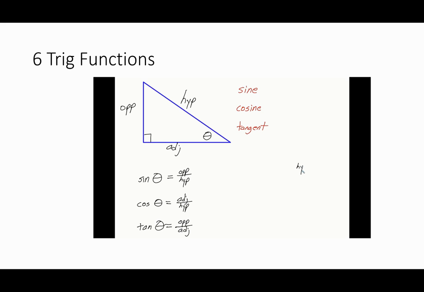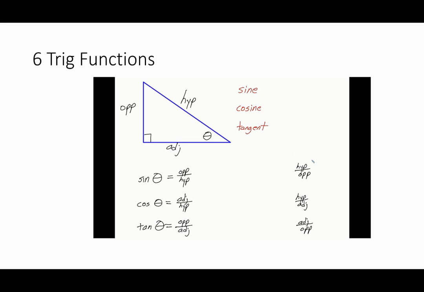hypotenuse over opposite. And instead of adjacent over hypotenuse, we could do hypotenuse over adjacent. And instead of opposite over adjacent, we can do adjacent over opposite. So these can just get flipped over, and once we do that, we've got every possible combination of 2 of these sides being put together in a fraction.